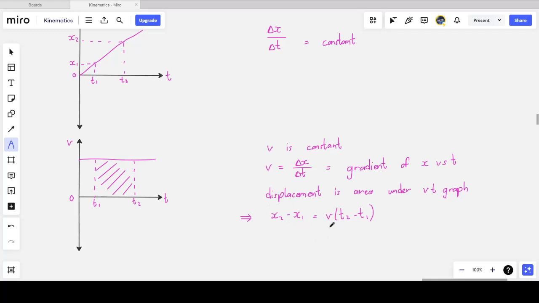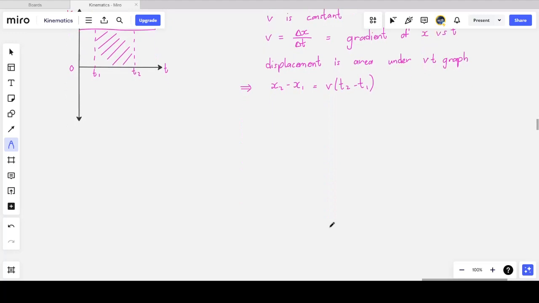So I can use the velocity time graph to find the displacement, which is quite powerful. And we'll see later on that I can also use it to find the acceleration. So I can use the velocity time graph to uncover quite a few things about the motion of a system.